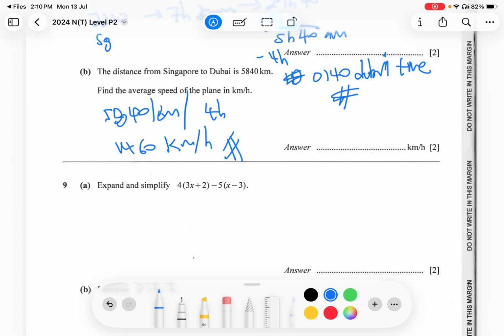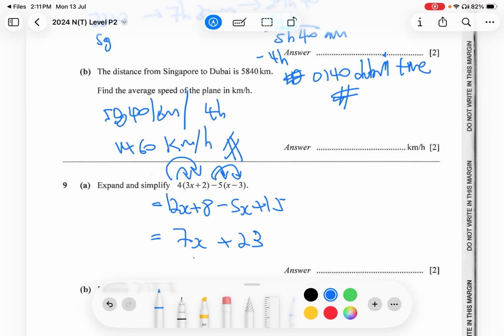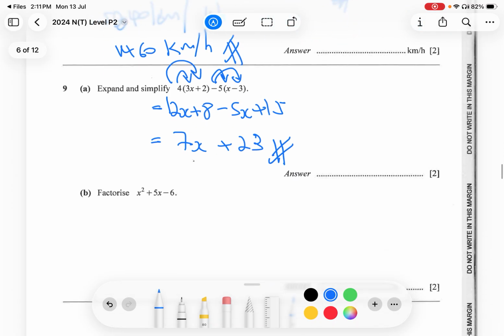Expand and simplify. This one multiply by 12x, this one multiply by plus 8, this one multiply by 5x, this one multiply by plus 15. Simplify: 7x plus 23. This is the answer. This part is called expand and simplify. Next, factorize. This is when you can use a calculator, mode 33.